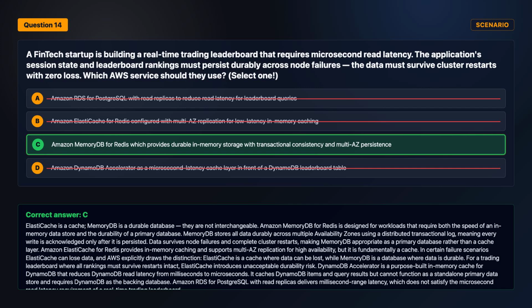DynamoDB Accelerator is a purpose-built in-memory cache for DynamoDB that reduces DynamoDB read latency from milliseconds to microseconds. It caches DynamoDB items and query results, but cannot function as a standalone primary data store and requires DynamoDB as the backing database. Amazon RDS for PostgreSQL with read replicas delivers millisecond range latency, which does not satisfy the microsecond read latency requirement of a real-time trading leaderboard.